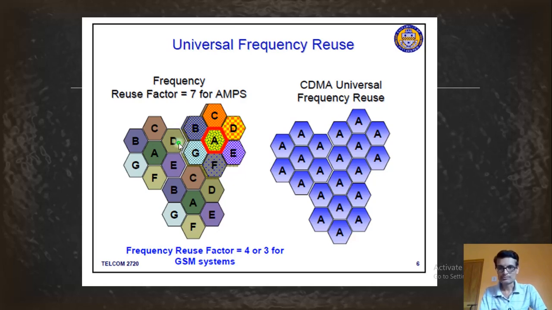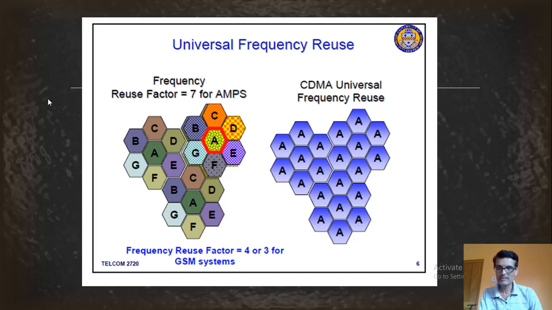Now, what is the meaning of this frequency reuse? In mobile communication, whatever frequency channels are allocated, say for uplink or downlink, that is mobile station to base station communication, or base station to mobile station communication, the frequencies allocated can be reused.